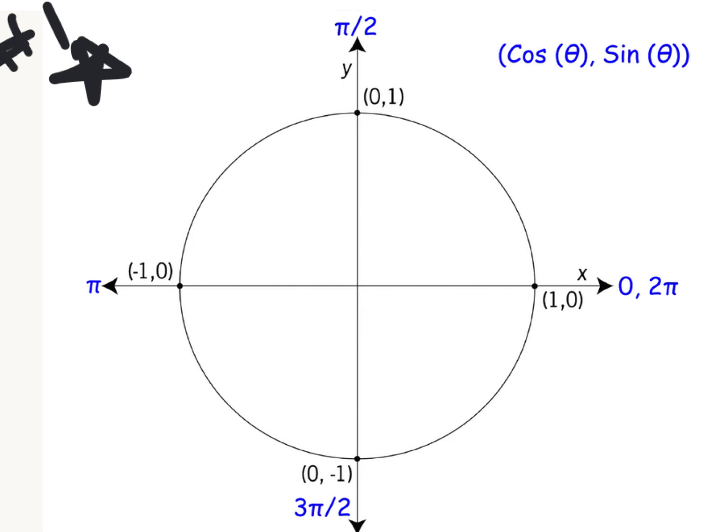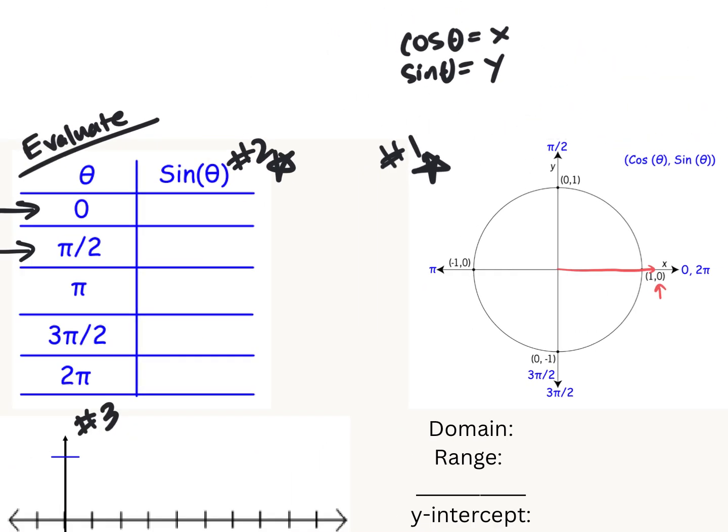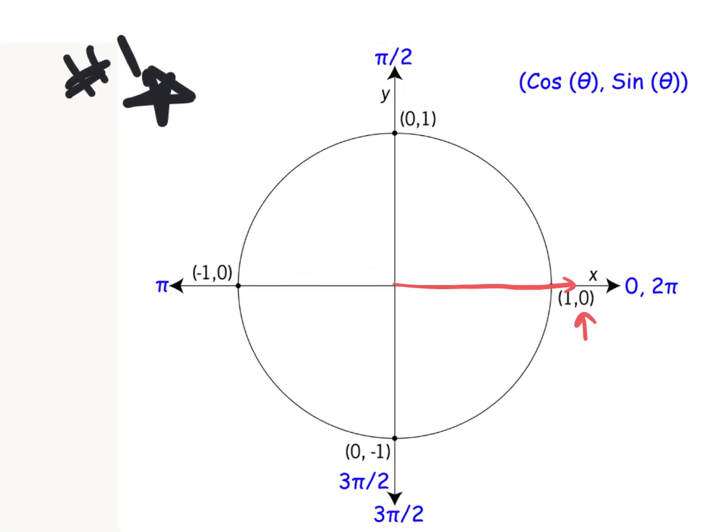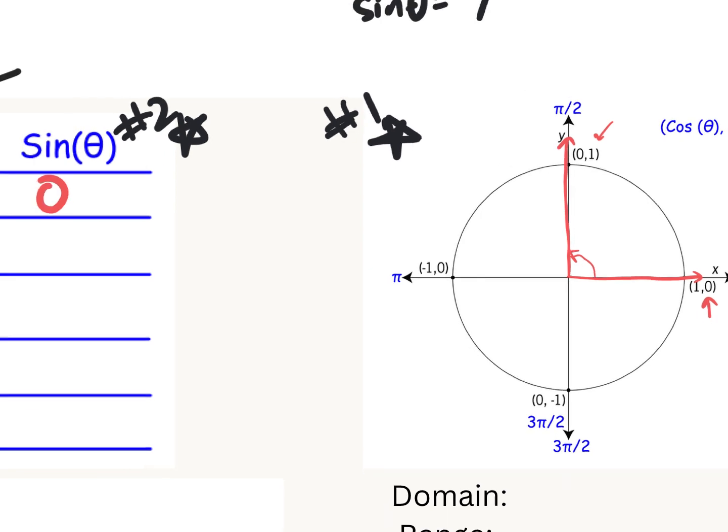If I graph a terminal side at a 0-degree angle, my y-coordinate is 0. So the first coordinate for the sine of theta is 0, 0. Next up is pi halves. I'm going to graph a pi halves angle, which would be a quadrantal again. The y-coordinate would be 1.